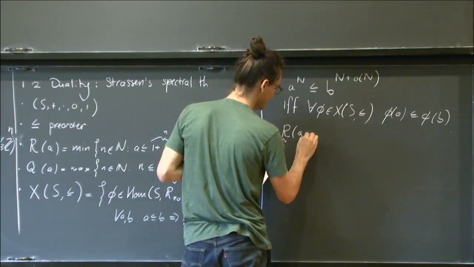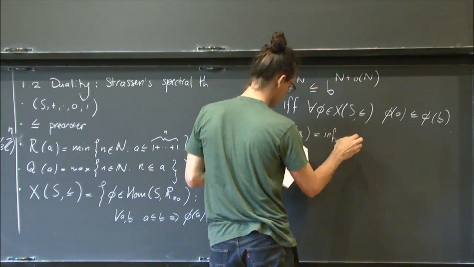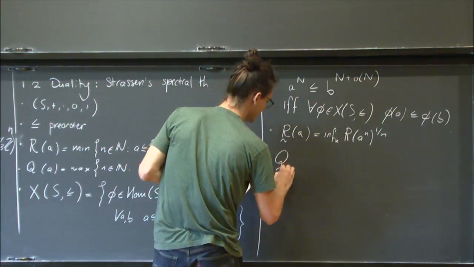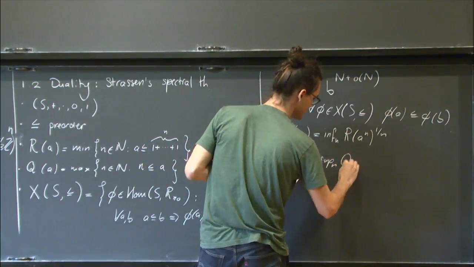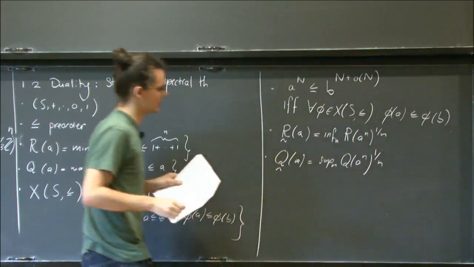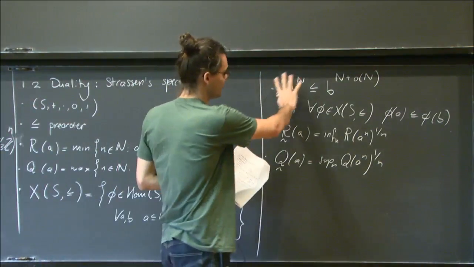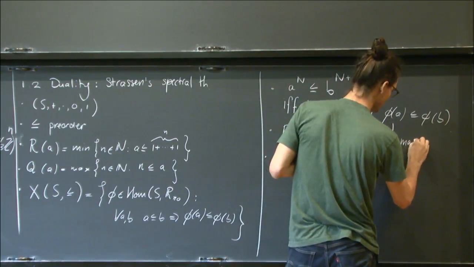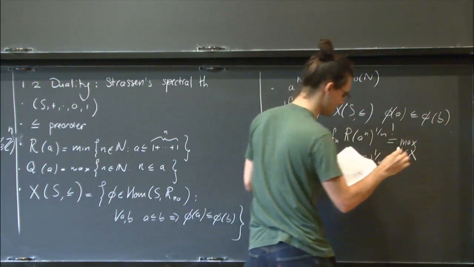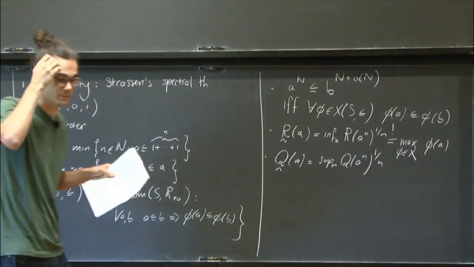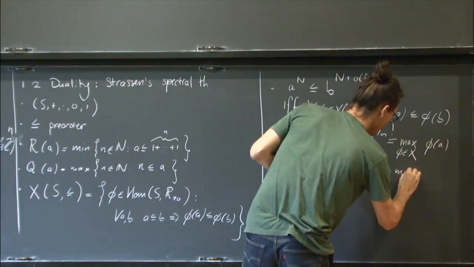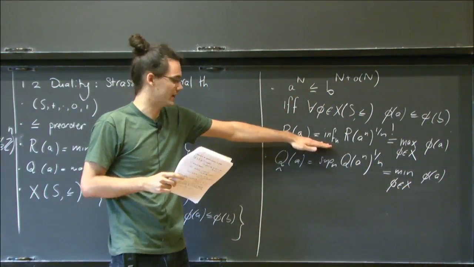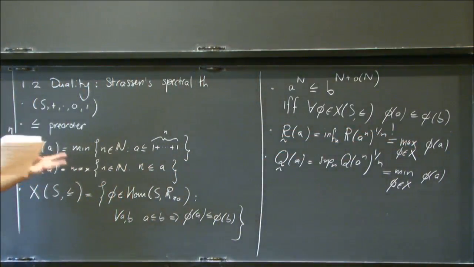asymptotic rank of an element A, which I define here as the infimum over n of the rank of A to the n, to the power 1 over n. You can look at the opposite thing, the asymptotic subrank, which is the supremum over n of the subrank of A to the n, to the power 1 over n. And Strassen's theorem says that this equals the maximum over all phi in the asymptotic spectrum, which I'll denote by X now, of phi evaluated at A. And this one is the minimum over all phi in X of phi evaluated at A. So this is naturally a minimization problem, and then we can write it as a maximization problem. So that's the duality, and here's the other way around.